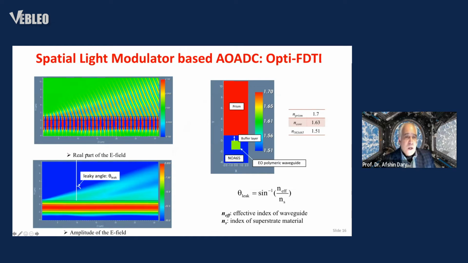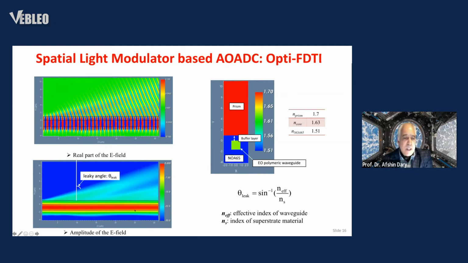Let's see what compromises you have to make and what kind of innovation you have to introduce. You will see the simulated performance using the optical FDTD, and it shows the energy traveling through the optical waveguide. As you see, the energy is going to leak out, and the angle of the leakage is given by theta leak.